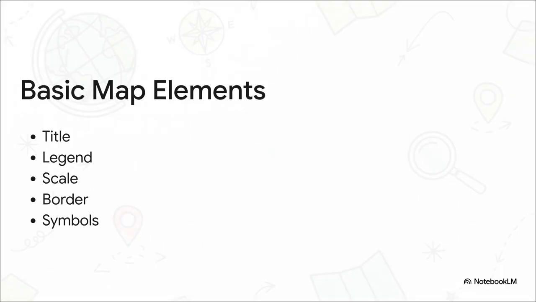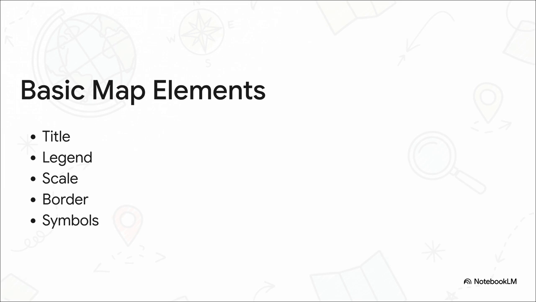Before we even attempt to wrap our heads around mapping the entire spinning planet, we really need to nail down the 5 fundamental elements of any flat 2D map. Think of these as the map's basic vocabulary. First up, the title. It tells you exactly what you're looking at, right? Like population density or average annual rainfall.